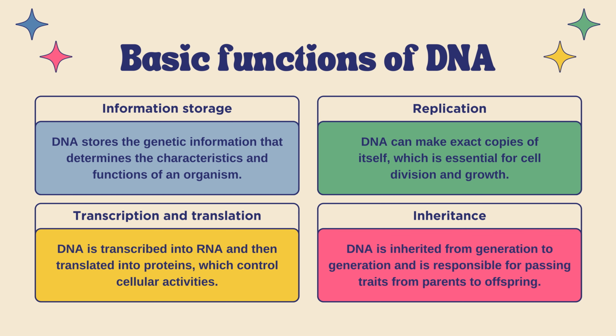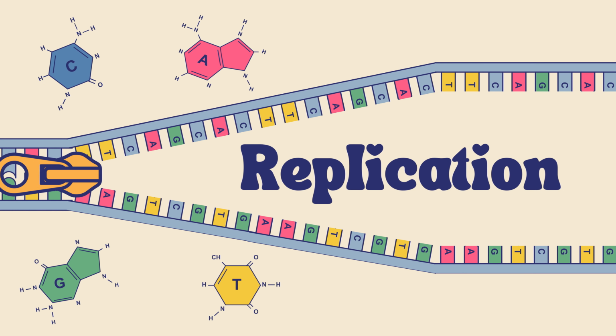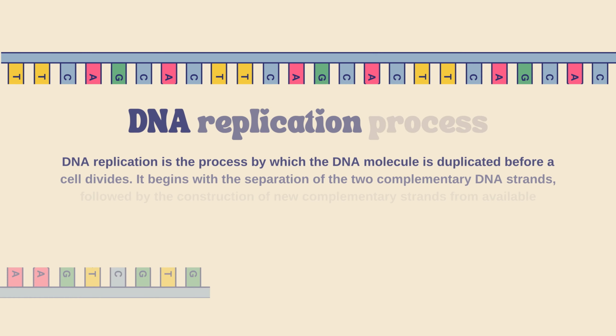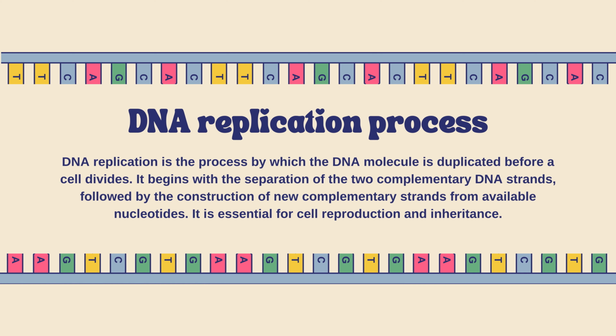DNA replication process. DNA replication is the process by which the DNA molecule is duplicated before a cell divides. It begins with the separation of the two complementary DNA strands, followed by the construction of new complementary strands from available nucleotides. It is essential for cell reproduction and inheritance.